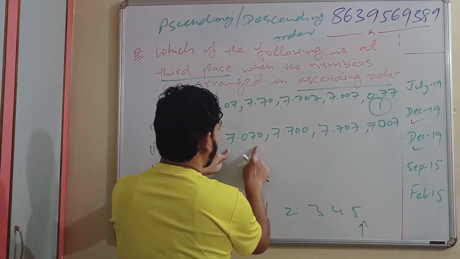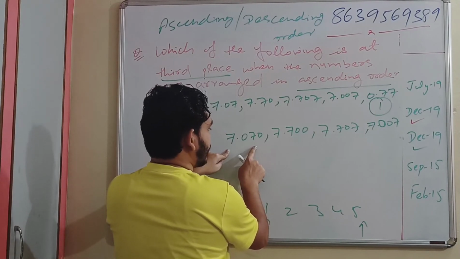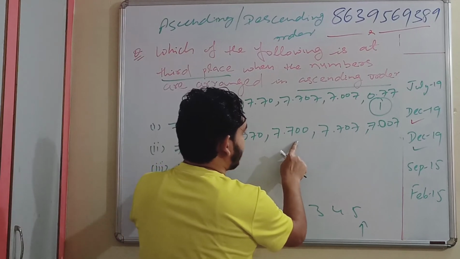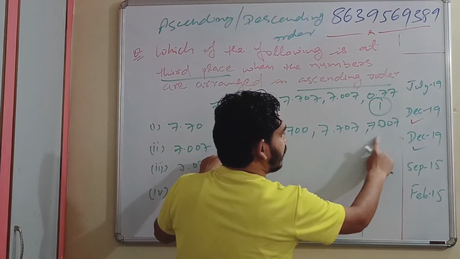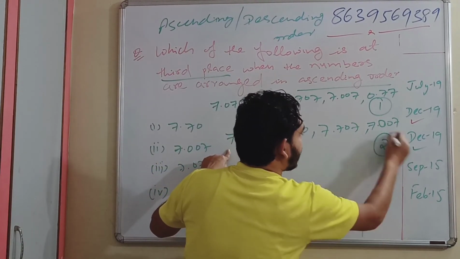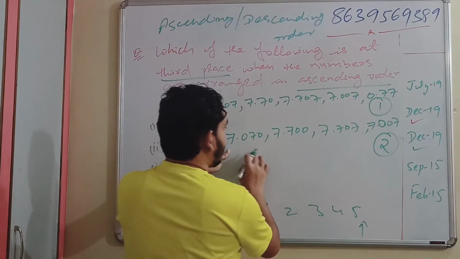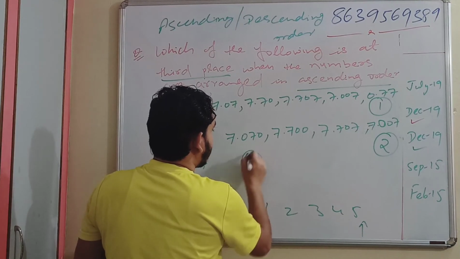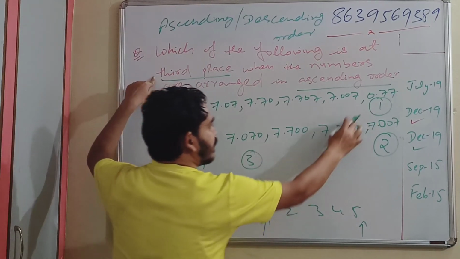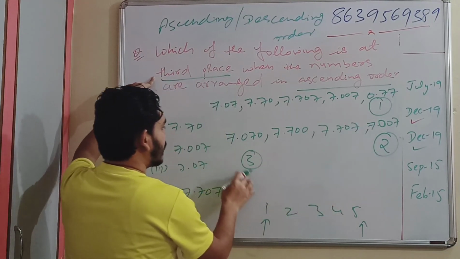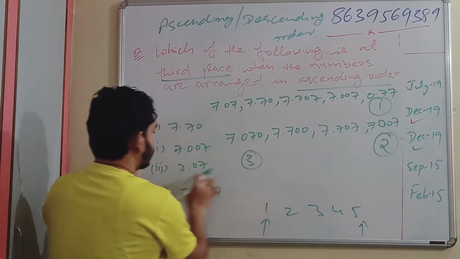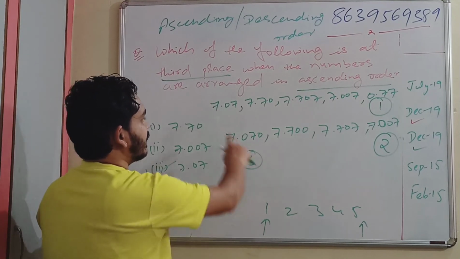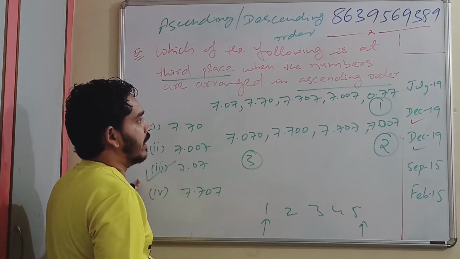Now this is like 7.70. Numerically, saying 70 will be wrong; it is 700. This is 7, only 7. So this is at second place, the second highest, whereas this is the third highest. It is asking third place: first place, second place, third place. 7.07. So the third option, 7.07, is at third place when these numbers are arranged in ascending order.